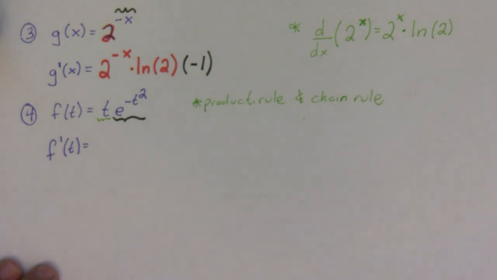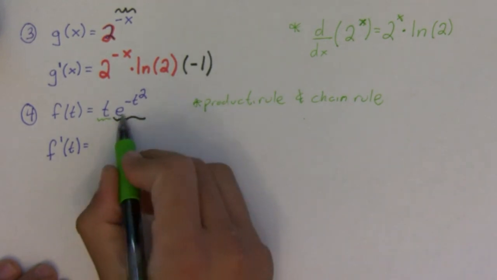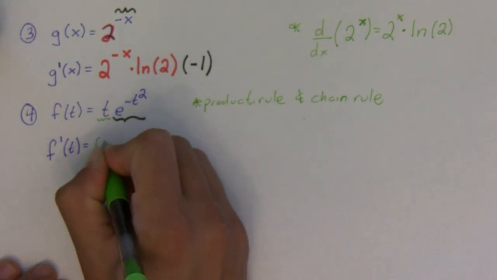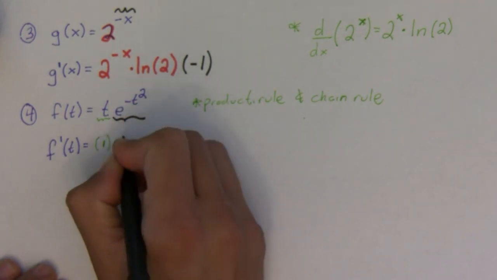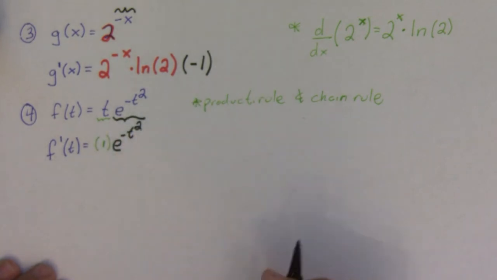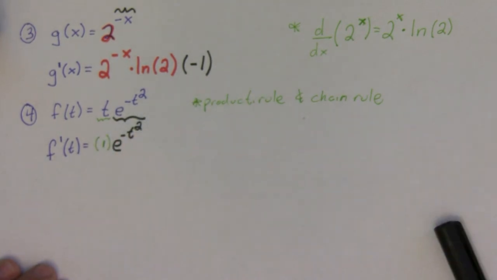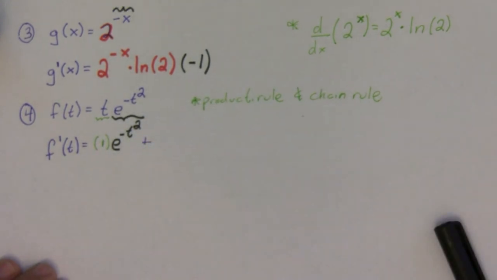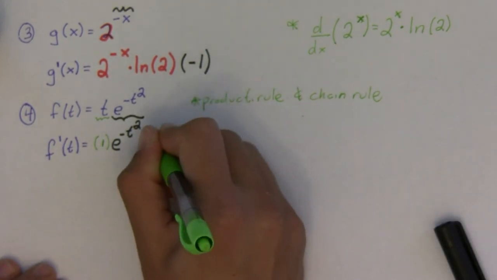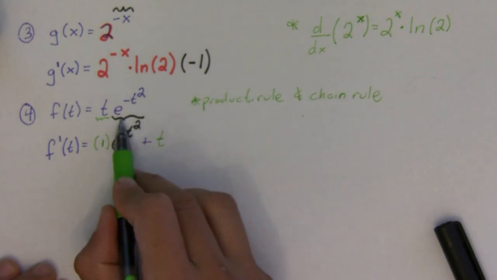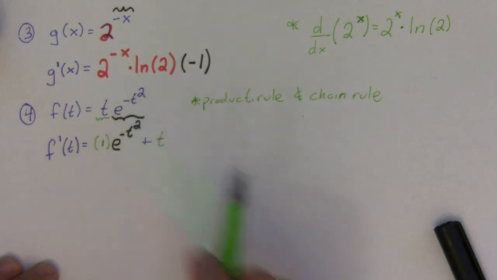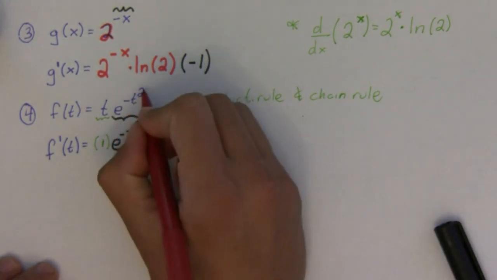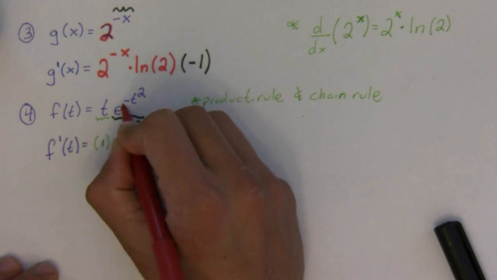Okay, so remember the product rule says that you get the derivative of the first times the second, so this is derivative of the first, which is just 1, times the second, leaving it alone. So this is e to the negative t squared, plus, now the first one you leave it alone, and then you get the derivative of the second. Okay, but now when we get the derivative of the second, now we have to use the chain rule. So let me color this guy red.